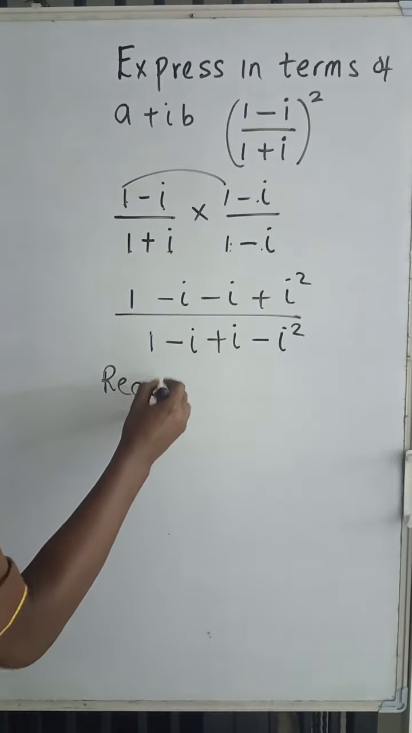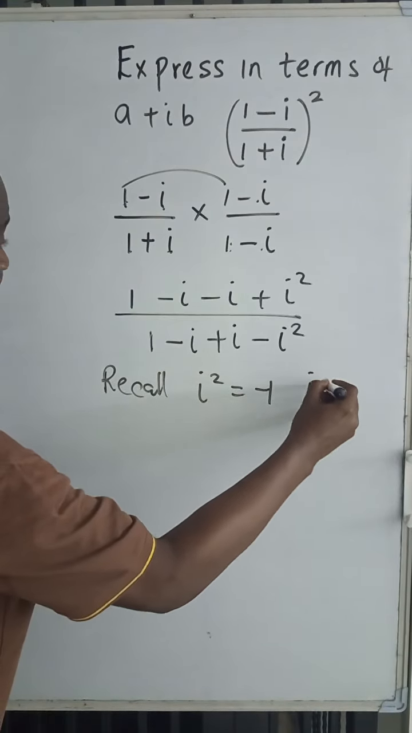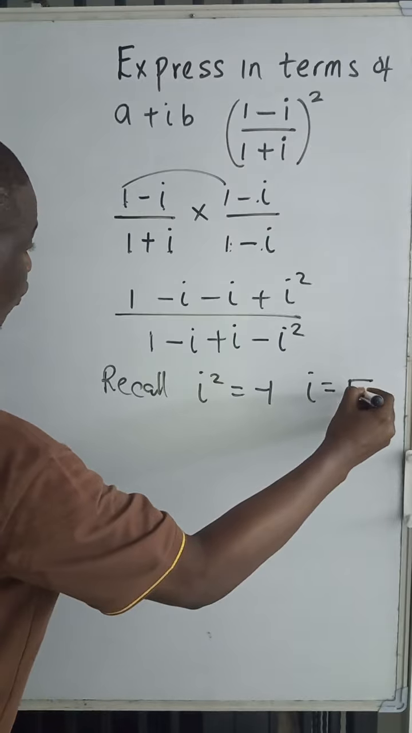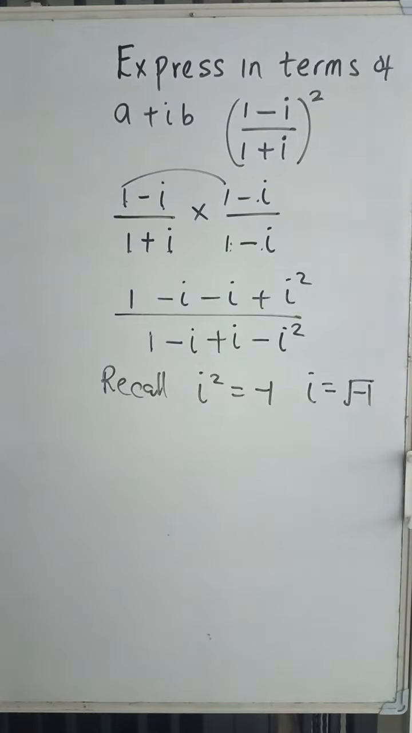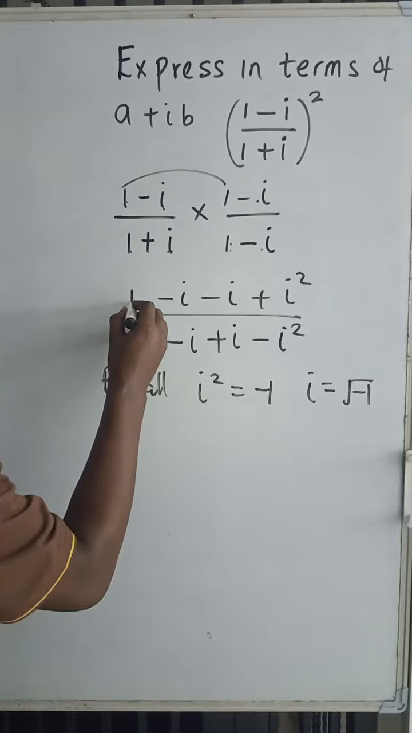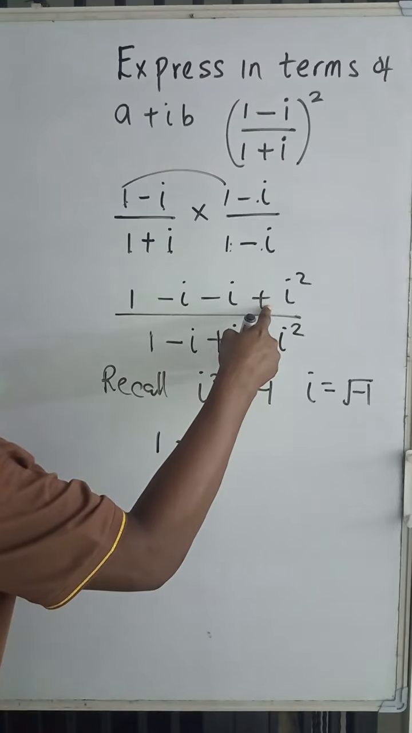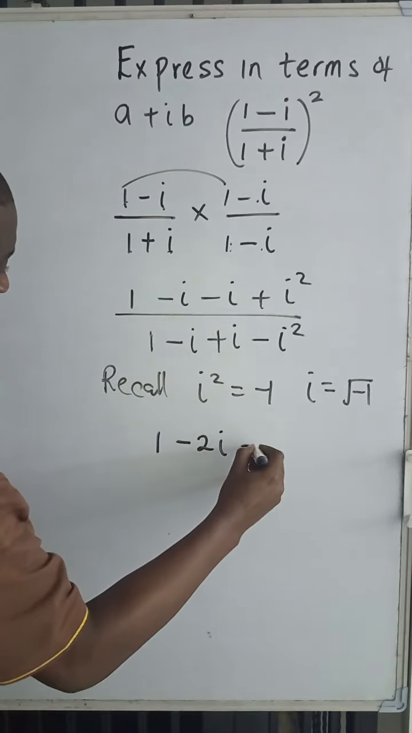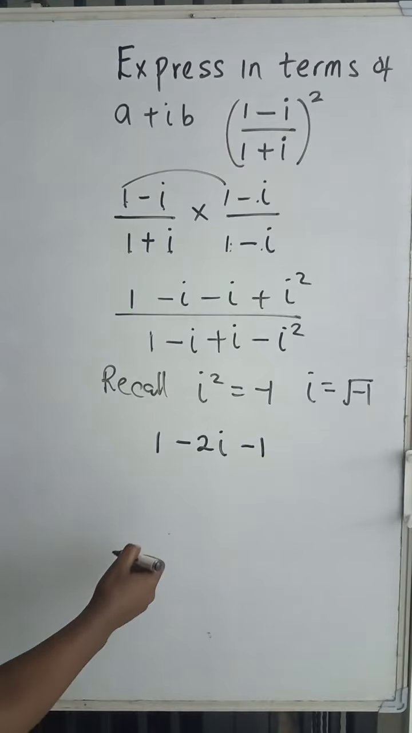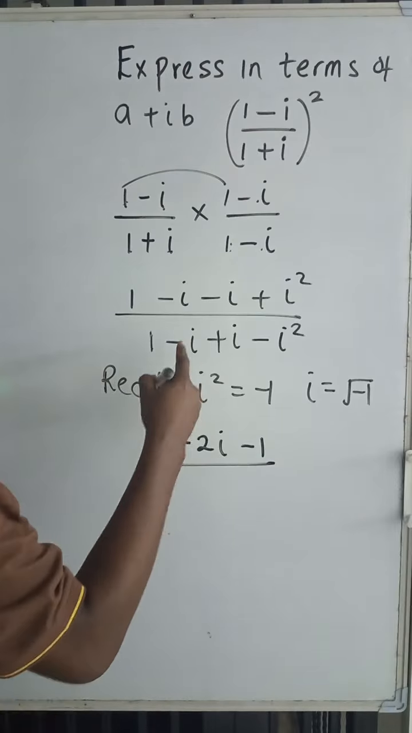Recall that i squared is equal to minus 1. i is equal to what? Square root of minus 1. So if you find i squared, you get minus 1. Now, the numerator gives us 1 minus 2i, then plus i squared, which is minus 1, because i squared is minus 1, divided by what? Then the denominator gives us what?